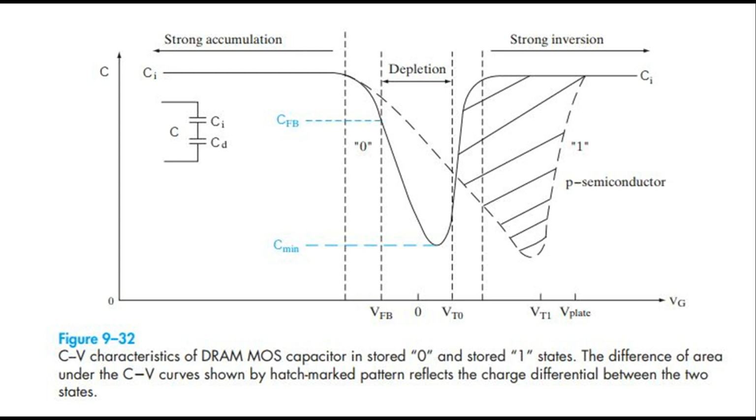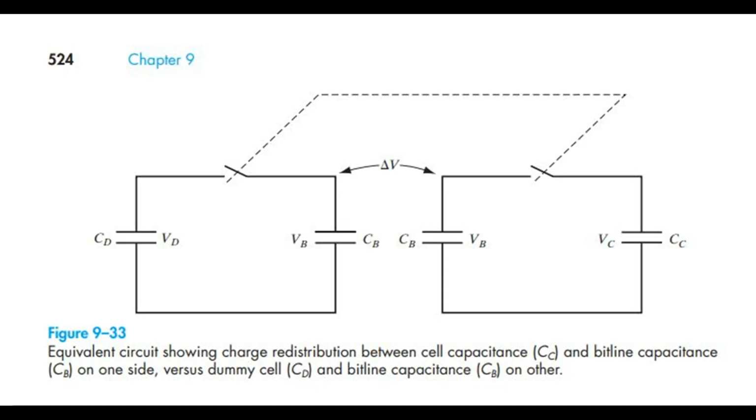Figure 9.32: Capacitance voltage characteristics of dynamic random access memory metal oxide semiconductor capacitor in stored 0 and stored 1 states. The difference of area under the capacitance voltage curves shown by hatch-marked pattern reflects the charge differential between the two states. Figure 9.33: Equivalent circuit showing charge redistribution between cell capacitance, CC, and bit line capacitance, CB, on one side, versus dummy cell, CD, and bit line capacitance, CB, on other.